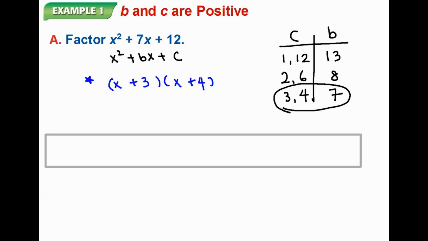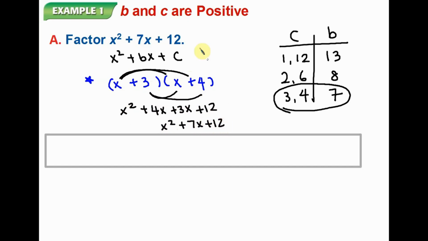Just to double check, you can always distribute. So x times x will be equal to x squared. x times 4 will be equal to 4x. 3 times x is equal to 3x. And then 3 times 4, I will get 12. If you simplify this, you will get x squared plus 7x plus 12, which is what I began with. And that's how I know this is the answer of the factor form.